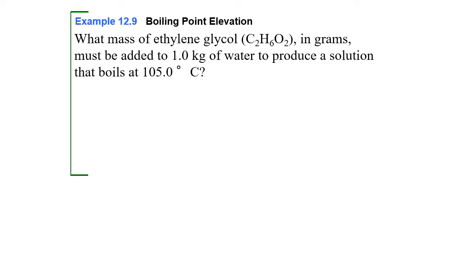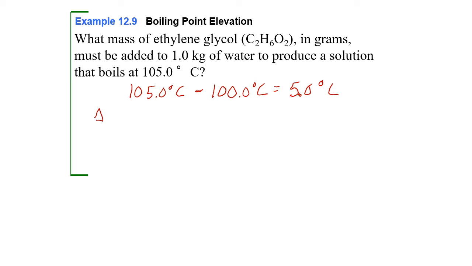So let's try an example. What mass of ethylene glycol in grams must be added to 1 kilogram of water to produce a solution that boils at 105 degrees Celsius? So we need to find our change in temperature. Our solution is 105 degrees Celsius. Pure water is 100 degrees Celsius, and so our change is 5 degrees Celsius higher.